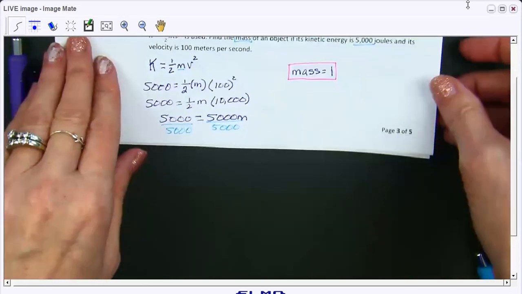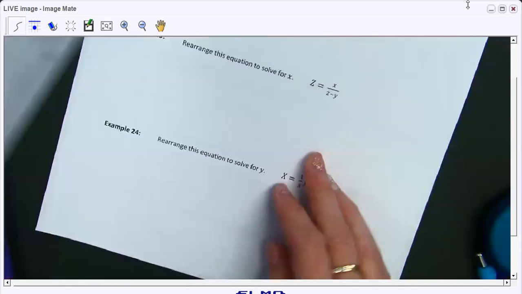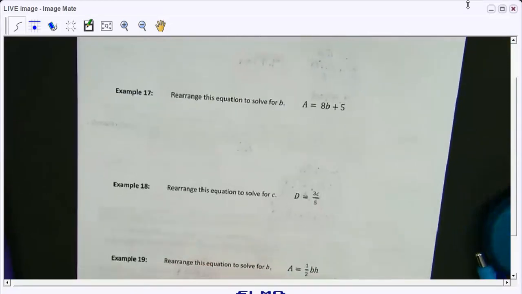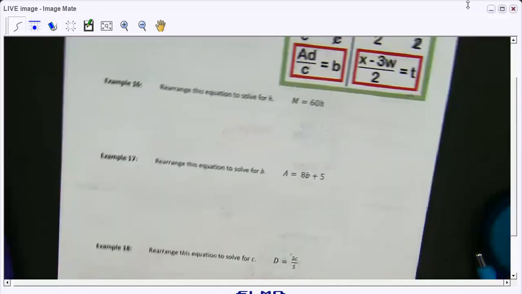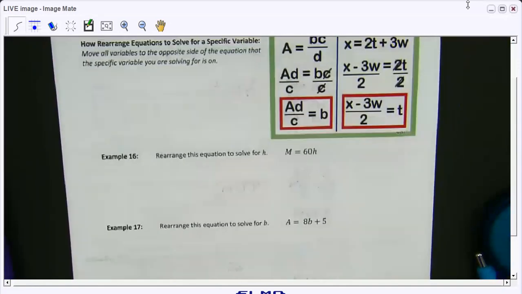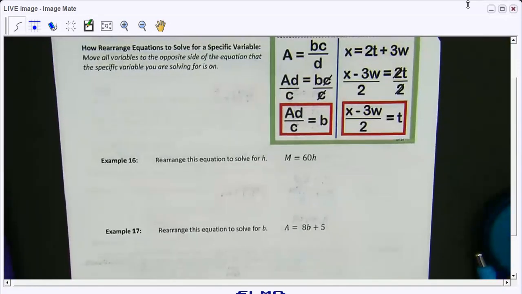Okay, let's go to page 4. I know, this is a lot all in one lesson. I'm so sorry. If we don't finish, we'll finish it on Friday.